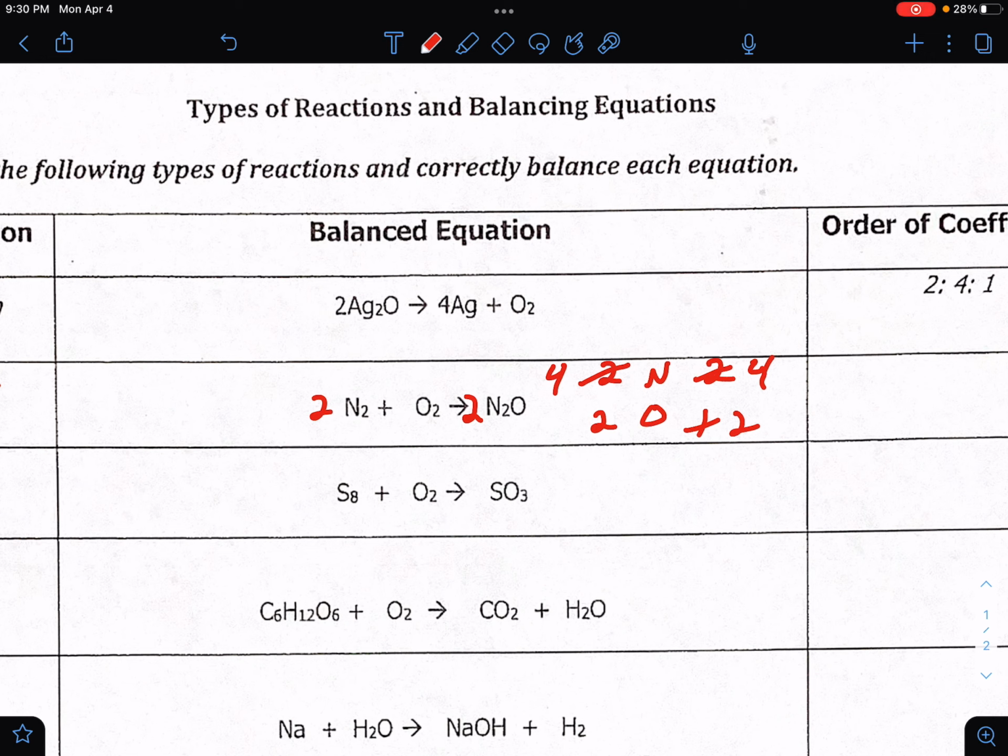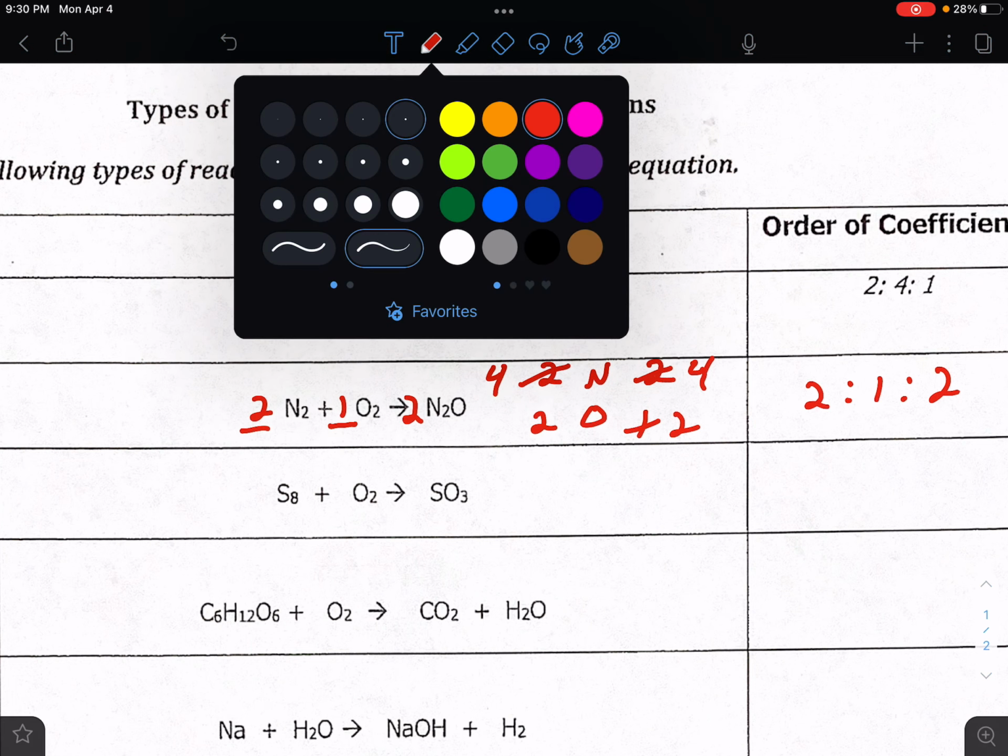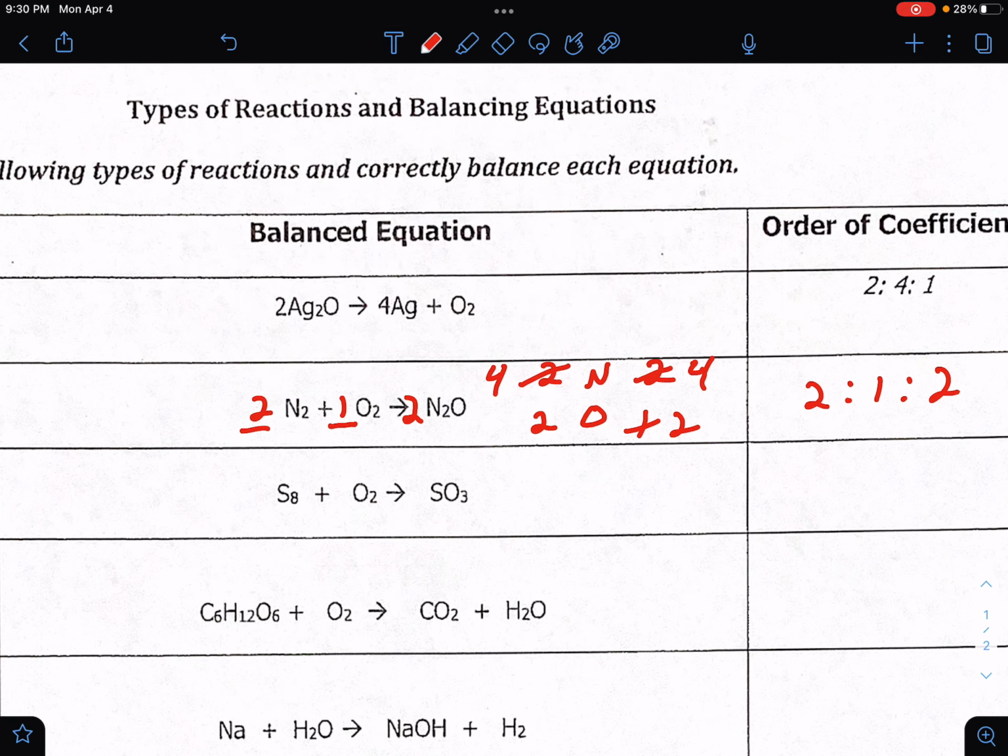So my order of coefficients would be, here's a 2. Again, if there's nothing next to the O2, that's like an imaginary 1. So my order of coefficients would be 2, 1, 2. And let me change the size of my pen ink real quick.